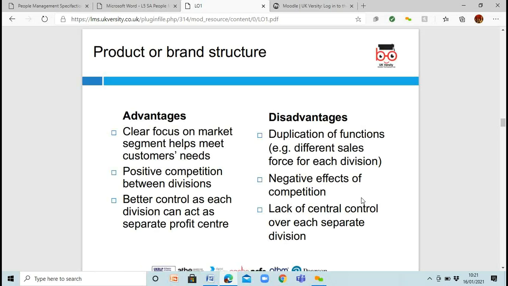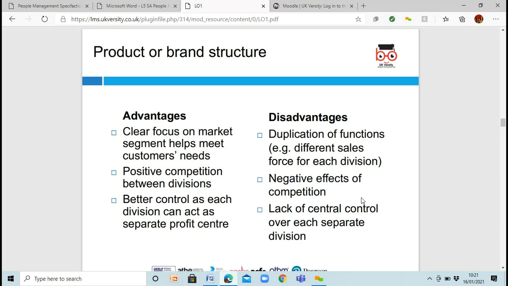Then we've got product or brand structure, and these are the advantages and disadvantages of what we've just looked at. The advantages are that there's a clear focus on market segmentation and it helps meet customers' needs. There's positive competition between divisions and there's better control, as each division can act as a separate profit center. Now the disadvantages, on the flip side, are that there are duplications of functions.